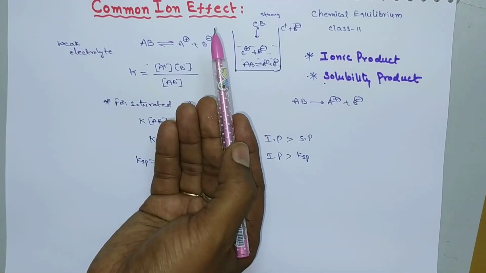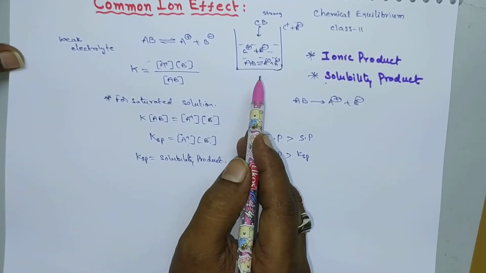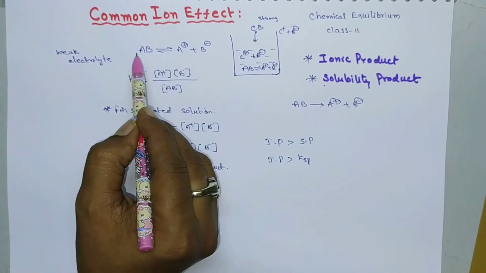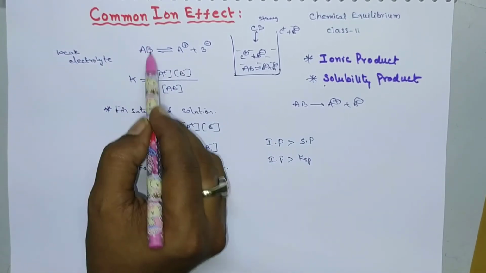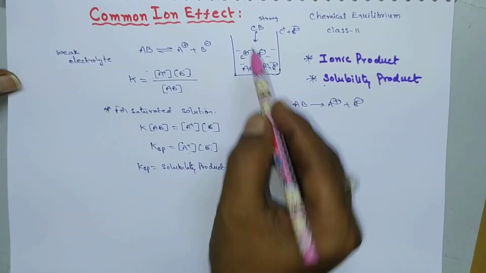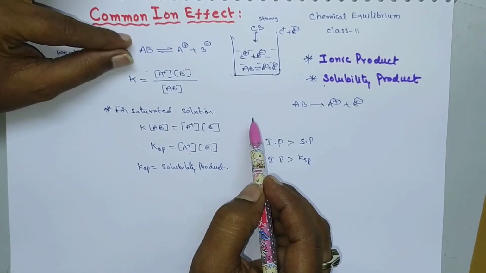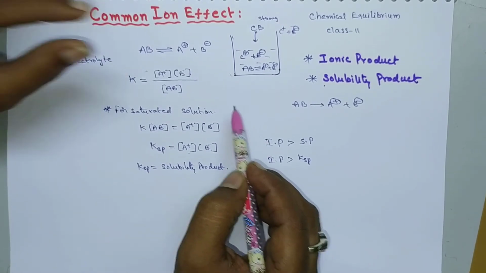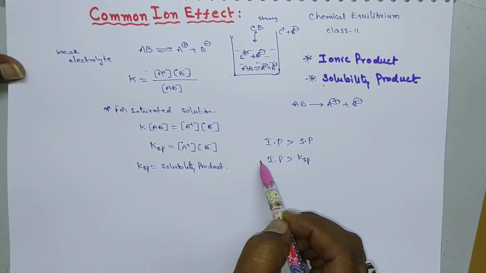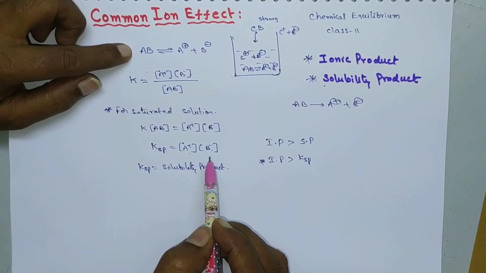That means the dissociation of electrolyte decreases. Okay, clear? If the concentration of ions increases, the equilibrium will shift towards the left hand side, that is towards the reactant side, that is towards the undissociated molecules. That means in the net solution, the number of undissociated molecules goes on increasing. That means precipitation takes place. Okay, so due to the ionic product being greater than the solubility product, precipitation takes place.